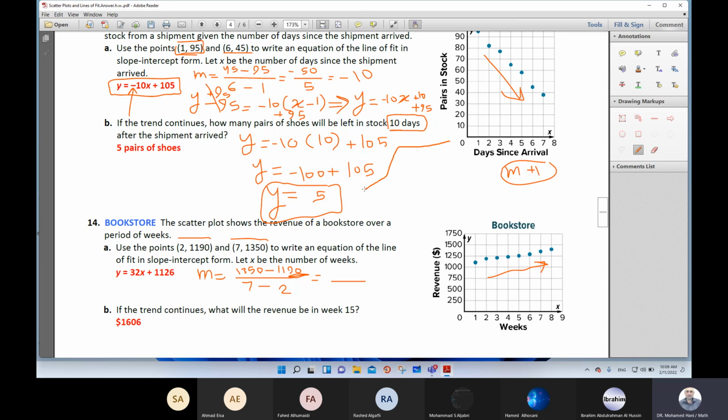So you can calculate here 1,190 minus 1,350. 0 minus 0, 0. Is it correct here? This operation is correct here? Not correct. Why? Because always in the subtraction, put the big number up, not down. Okay?